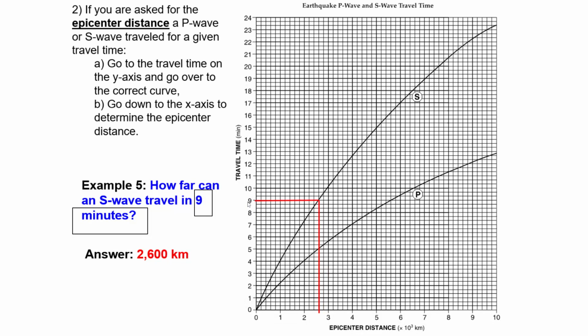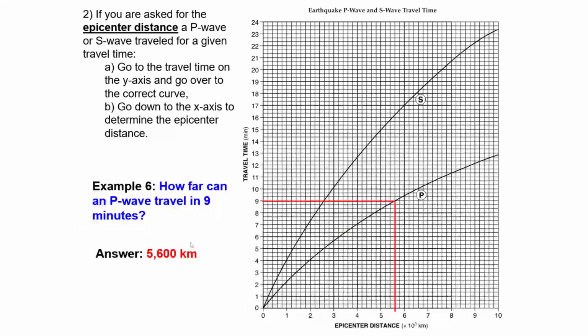Since we're talking about the S-wave, we're going to go towards the right, stop at the S-wave curve, and go down, and this gives us the distance the S-wave travels in 9 minutes. The distance that the S-wave travels in 9 minutes is 2,000, 2,200, 2,400, 2,600 kilometers. The S-wave travels 2,600 kilometers in 9 minutes.